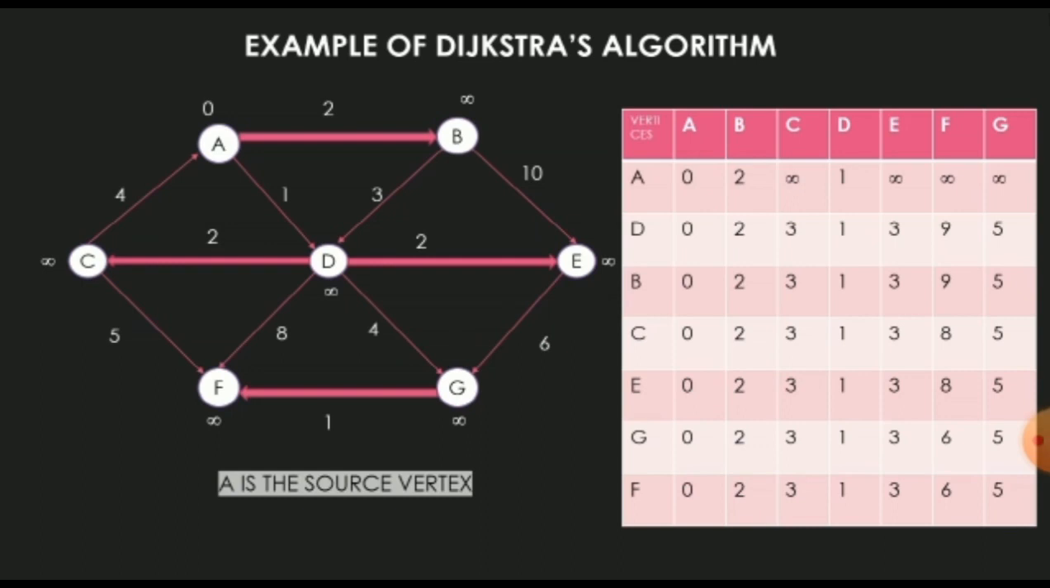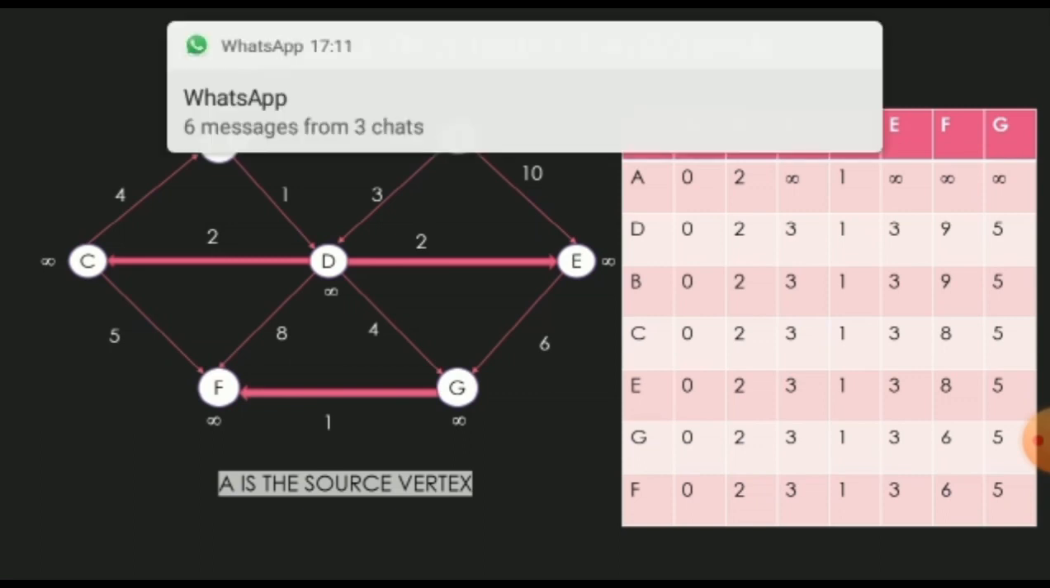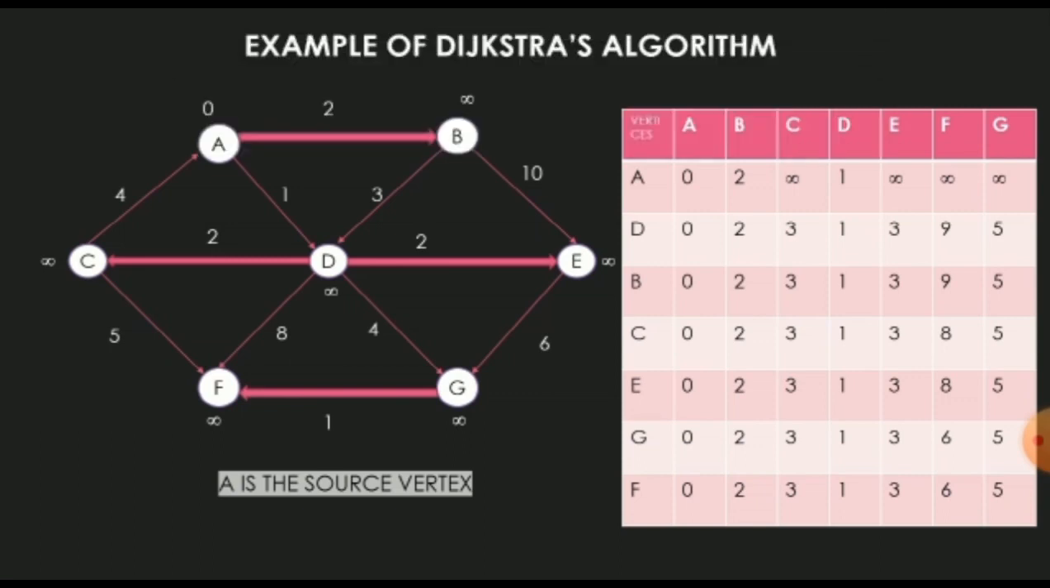From G we have one edge to F. As we know that the weight of G is 5 and the edge weight of GF is 1, we add it. 5 plus 1 becomes 6. The weight of F with respect to G becomes 6 and we compare it with the existing weight of F. 6 is less than 8, so we replace the weight of F with 6. Now we visit the F node. Here no change happens, and we have found the weight of each and every node.